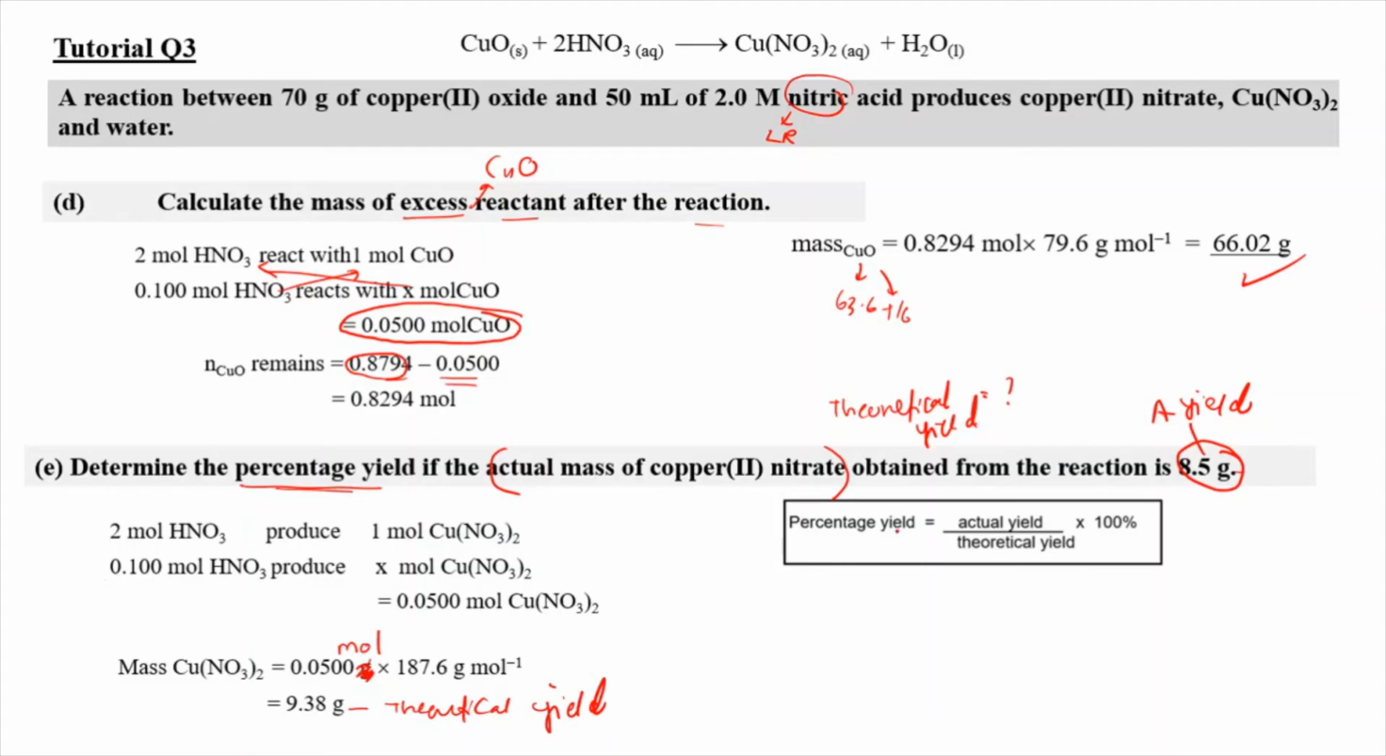Okay, so in order to find the percentage yield, you need to do a ratio between the actual yield, which is 8.5 here, divided by the theoretical yield, which is 9.38, obtained from the stoichiometry. So percentage yield is equal to 8.5 divided by 9.38 times 100%. So this one doesn't have mole here, it's gram per gram. So 8.5 divided by 9.38, you're going to get 90.62%. Okay, and this is how you find the percentage yield.